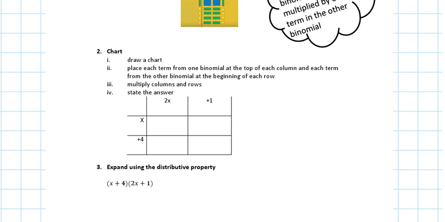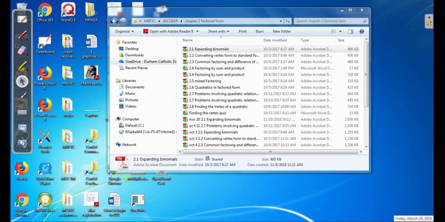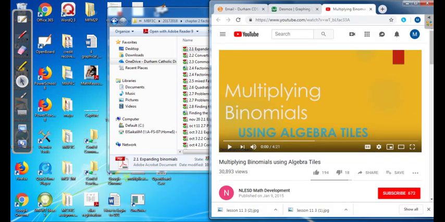We don't have algebra tiles here, but if you feel like this is going to help you, you can make your own. Okay, but a lot of other schools, they do have the algebra tiles and they use them. But here is a video on how you can use algebra tiles.